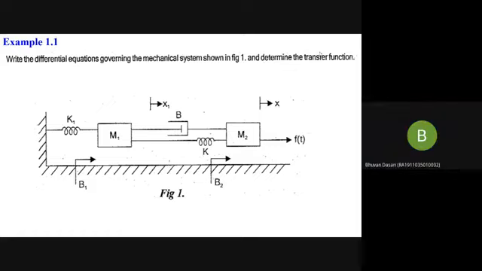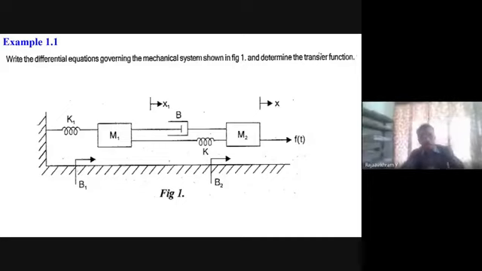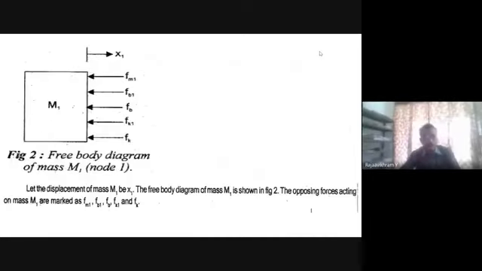Sir, can you tell the equation of the free body diagram of M1? Yes, I hope you understand this free body diagram of M1. How many elements are related to this? 5 elements. X1 is the displacement. Please draw this diagram of M1. There are 5 forces. Applied force is 1, and it will move the displacement distance x1. There are 5 opposing forces: Fm1, Fb1, Fb, Fk1 and Fk.